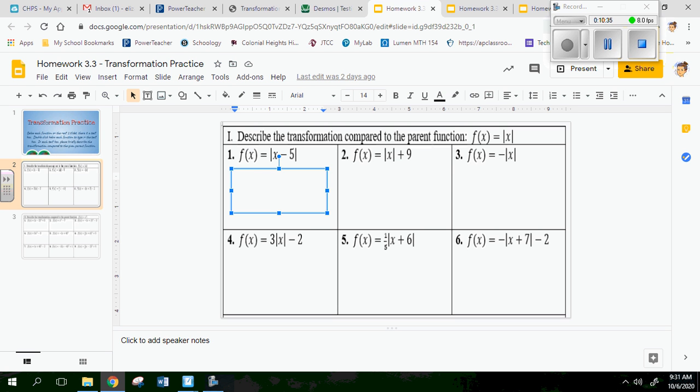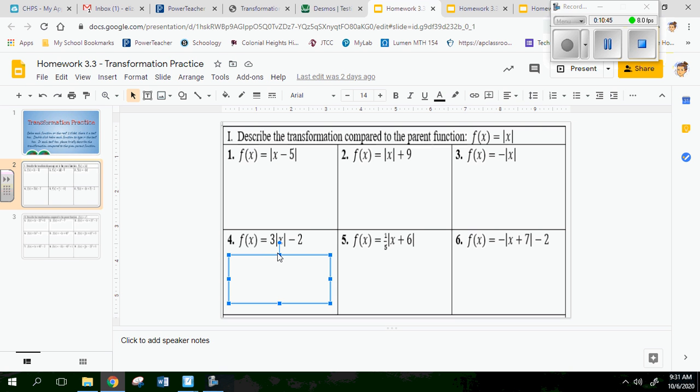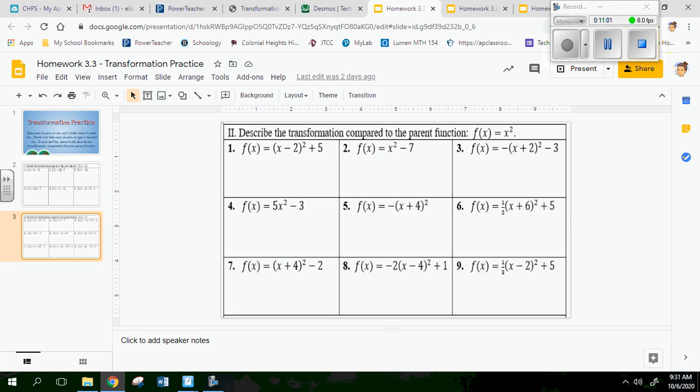But some of them have more than one thing happening. So like if you look at number 4 here, you're going to have to tell me something about the 3 and the -2. In number 5, you're going to have to tell me something about the 1/5 and the +6. In number 6, you're going to have to tell me something about the negative, the +7, and the -2. And then on the second slide, I just changed the parent function, and you have a couple more to practice. So I'm going to give you about 15 minutes to work on that. If you don't finish in that 15 minutes, it is homework.